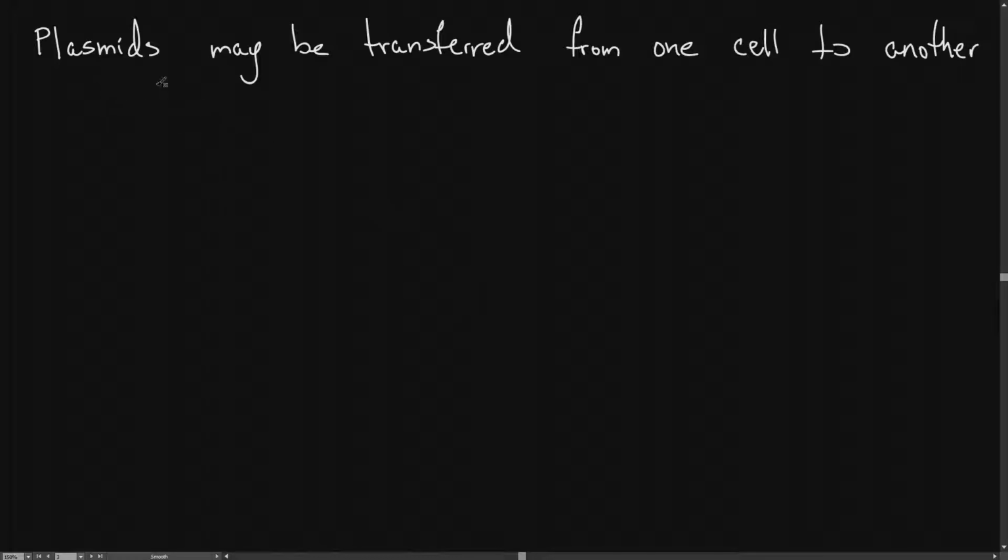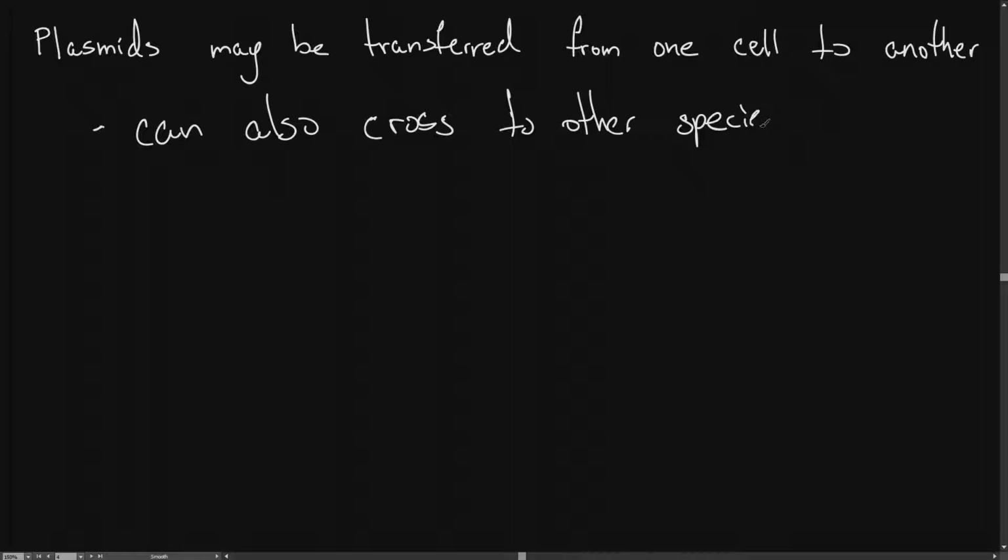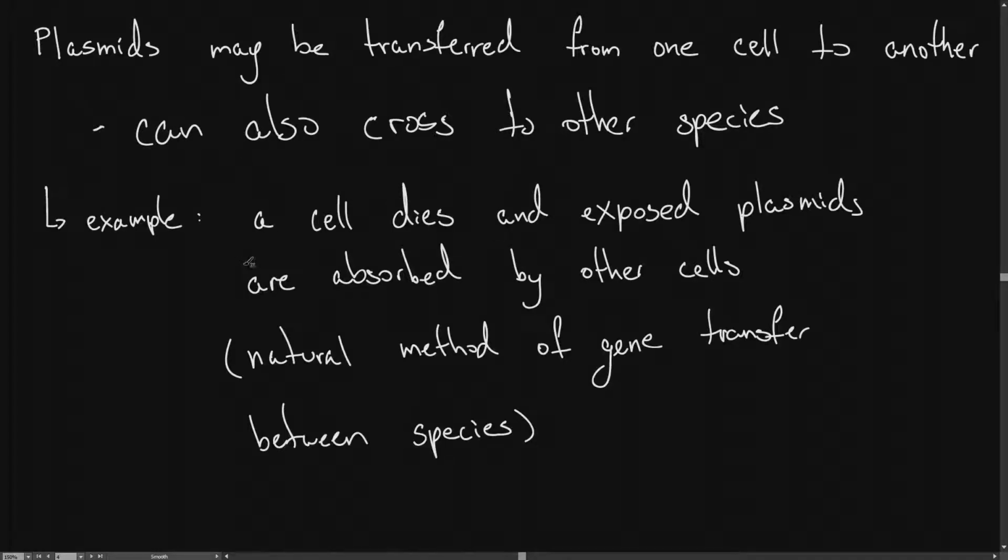On the other hand, plasmids may be transferred from one cell to another, and they can also cross to other species. I've added an example here. So a cell dies and exposed plasmids are absorbed by other cells. In this case, you have to imagine that certain parts of a cell are useful to other cells as well. In this case, the part that is useful is a cell's plasmid.